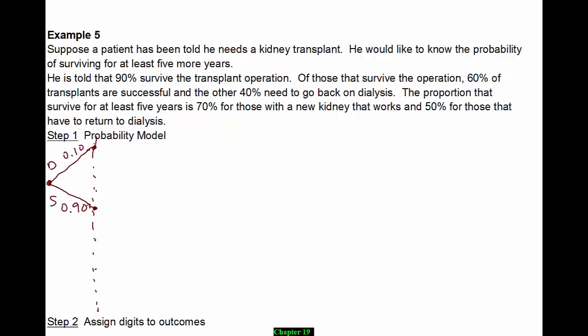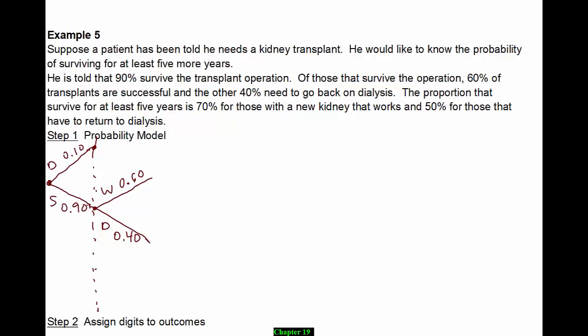If you survive the operation, then you either get a kidney that works or you have to go back on dialysis. So we're going to say W for kidney works and D for dialysis. It says 60% of those that survive the operation have transplants that are successful. So 0.6 is the probability for a kidney that works. And that would leave how much for a kidney that doesn't work? If 60% have a kidney that works, the other 40% have a kidney that does not work.